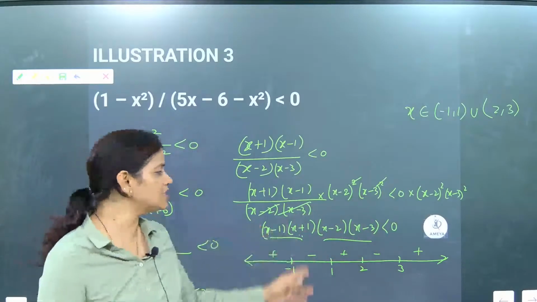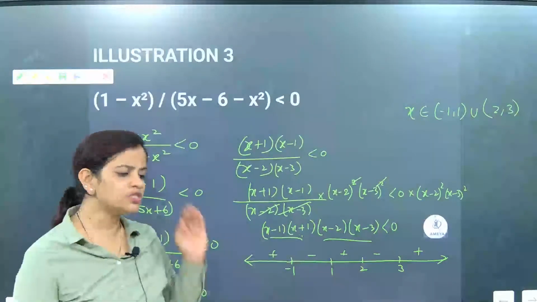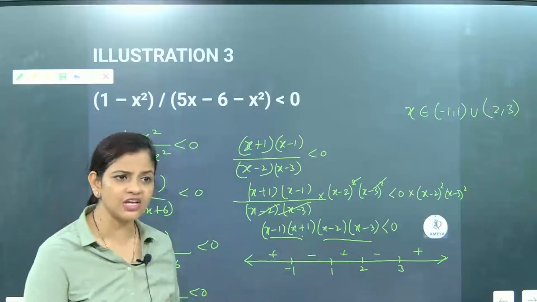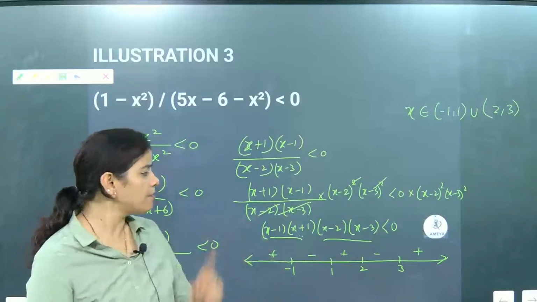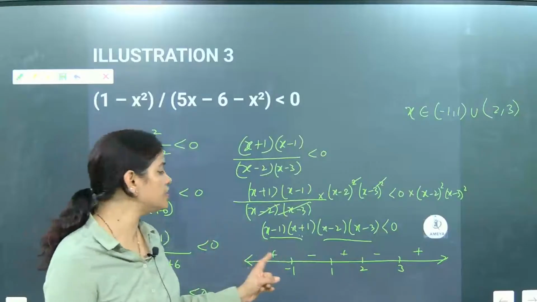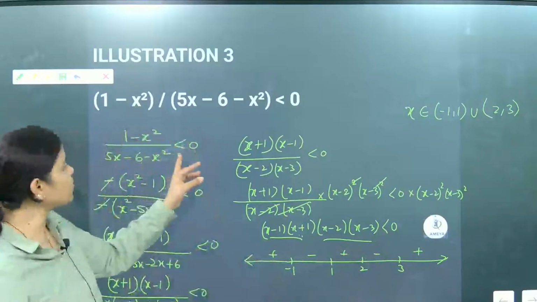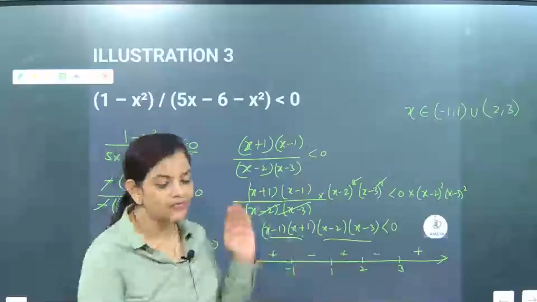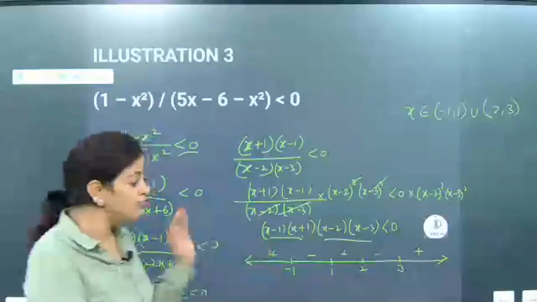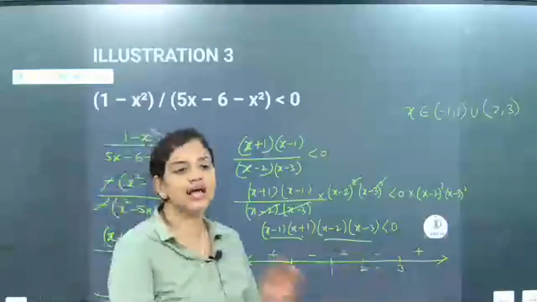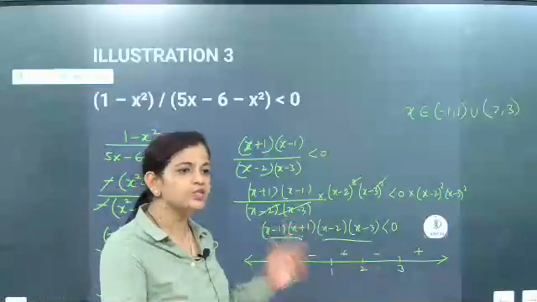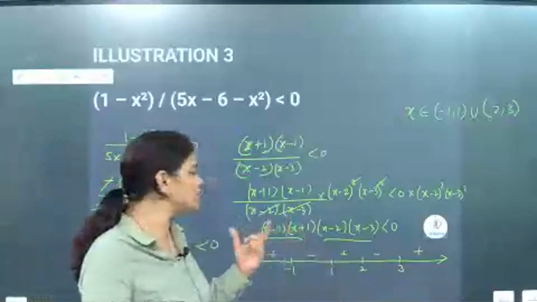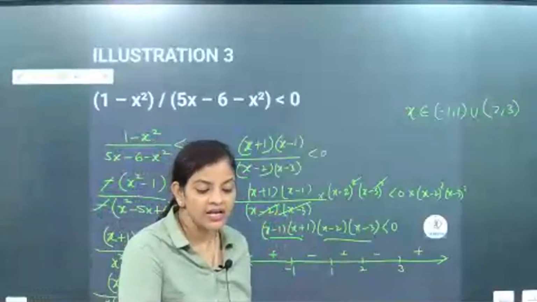Now take any value, and after that present it on the number line. Use the basic logic: plus, minus, plus, minus, plus, minus. Till here everything okay? Now the big problem came: which regions to take when the entire question is of the less than type? Only the negative region. But after taking the negative region, we must check whether these regions satisfy our inequality or not. Understood? Once we substitute, it is satisfying our inequality.